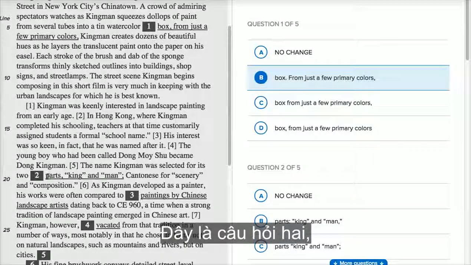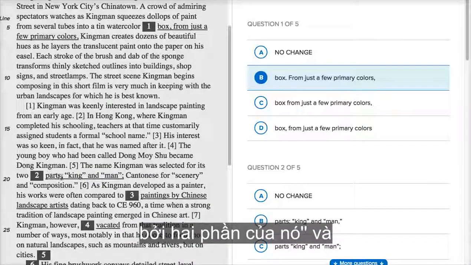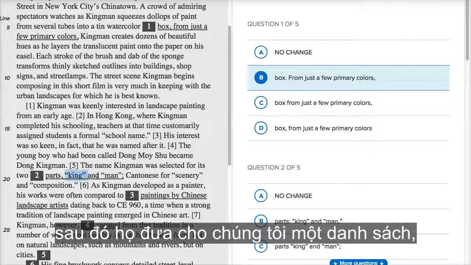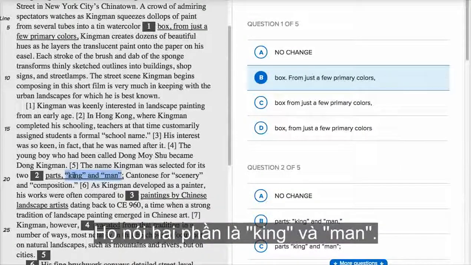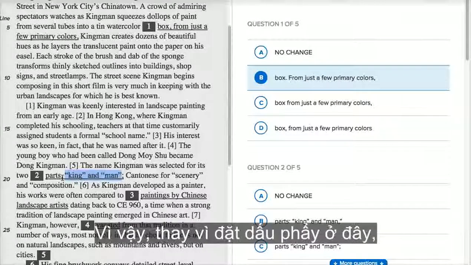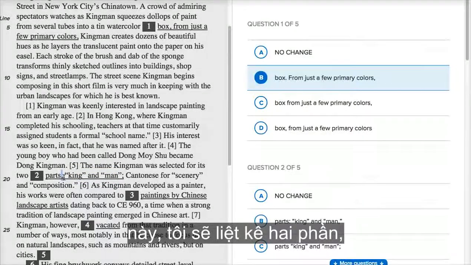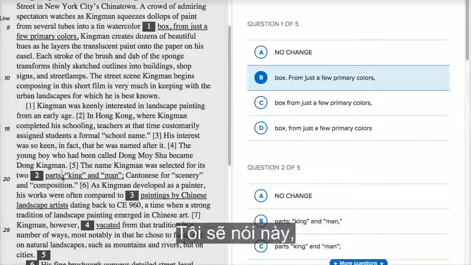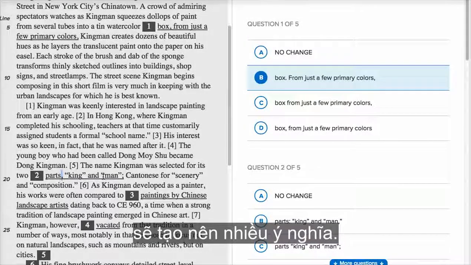So this is question 2. How would we rewrite this? They're saying that the name Kingman was selected for its two parts, and then they kind of give us clarification of those two parts. They say the two parts are king and man. So instead of a comma here, I'd probably go with a colon. Hey, I'm going to enumerate the two parts. The two parts, what were they? They were king and man. That's where a colon would make a lot of sense.